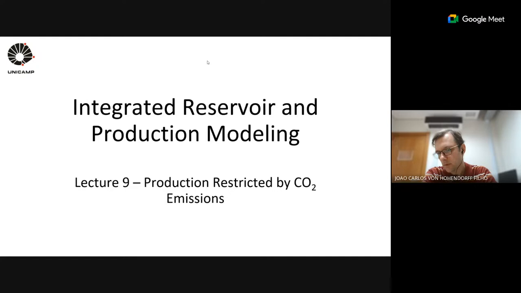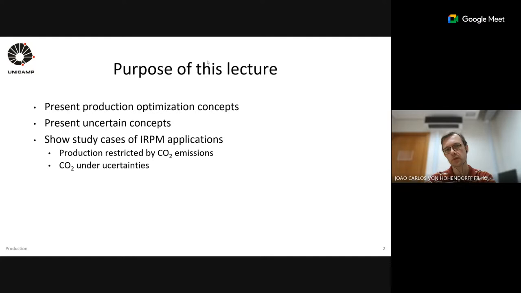There is a lot of new research about this topic in the academy, with questions about greenhouse gas emissions. So I will try to pass on the main ideas behind the impact of CO2 emissions for the production. Again, the proposal of this lecture is to present production optimization concepts and show study cases of integrated reserve and production models applications, focusing on production restricted by CO2 and on the uncertainties.